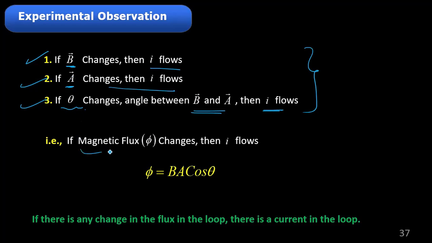A new quantity known as the magnetic flux. This is represented by phi. So phi is one quantity, we define it as a flux quantity. So basically, whenever the flux changes, the current will flow. Now the question comes, what is flux?